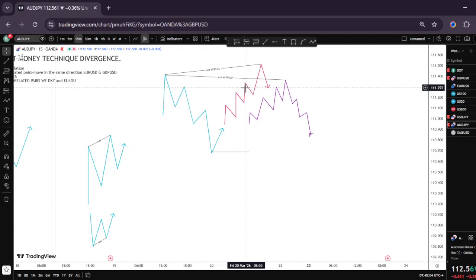So for example, if GBPUSD is making higher highs, it means it is stronger than Euro. So if you are looking for buys, we'll consider buying GU. Even though they're all moving in the same direction, we'll consider buying GU because it is stronger. And if you're looking for sells, it means Euro is weaker, so we'll be looking for sells in EU.